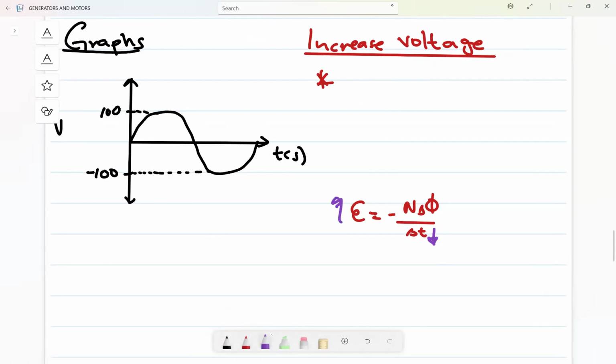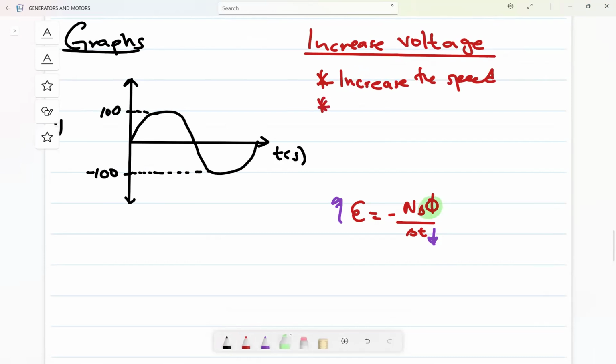But now, how can I decrease my time? If something is happening faster, it means my time is short. So it means I can increase my speed. Let me say double the speed, whether I double it, triple it, or whatever. The second one, what is it I can do?